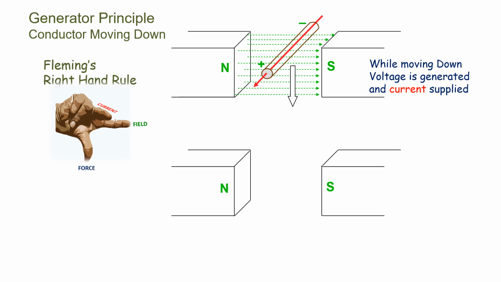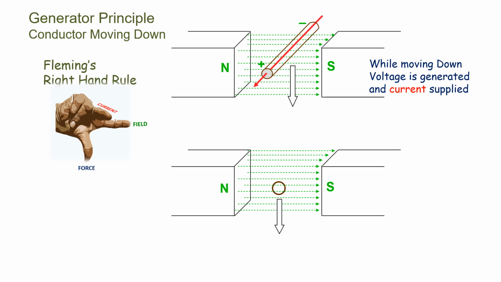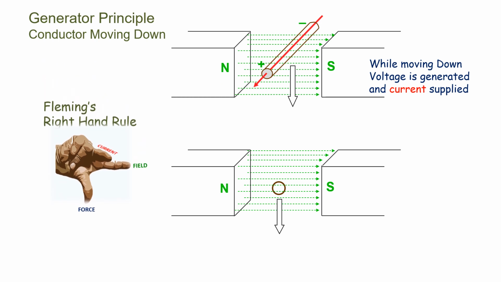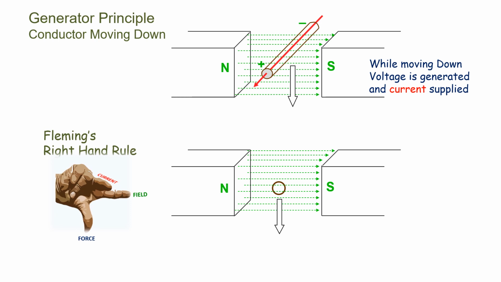Let us understand the same concept with a different figure. In the magnetic field, the same conductor is placed, but now the conductor's cross section is shown here. Move this conductor down, and we know, as per the generator principle, while the conductor is moving down, voltage will be generated in the conductor, and that conductor will supply the current. Now again apply Fleming's right hand rule.